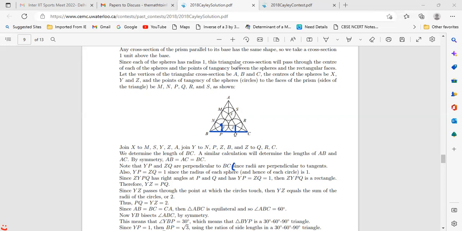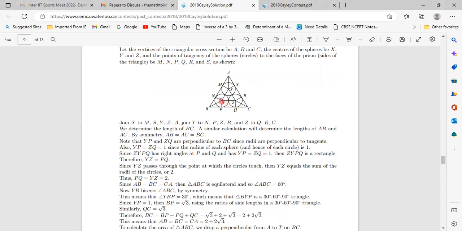Okay. So if you look at the rectangle ZYPQ, it has right angles at P, at Q, and at Z and Y as well. So we can say that since YP and ZQ are equal to 1, ZYPQ is a rectangle. We can say YZ is equal to PQ because in a rectangle, opposite sides are equal, isn't it? Okay, I hope this point is clear. We'll move to the next point.